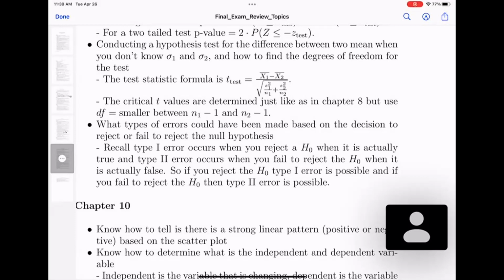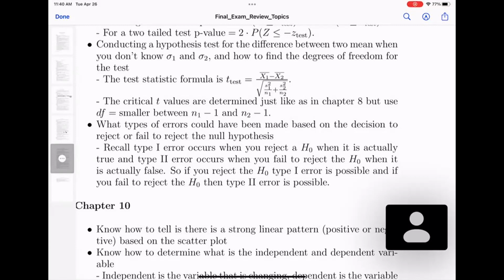And then the last thing in chapter 9, knowing how to determine which type of error could have been possible based on your decision. So you should also know the definition of what type 1 error is and what type 2 error is. Type 1 error occurs when you reject a null hypothesis when it's actually true. And then type 2 is just the opposite. It's whenever you fail to reject a null hypothesis when it's actually false.